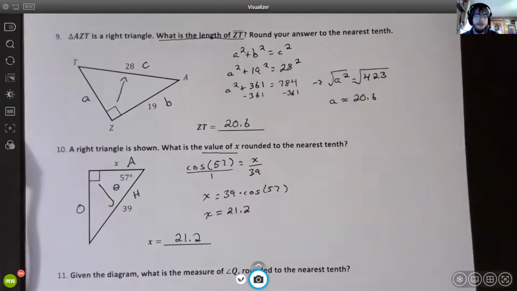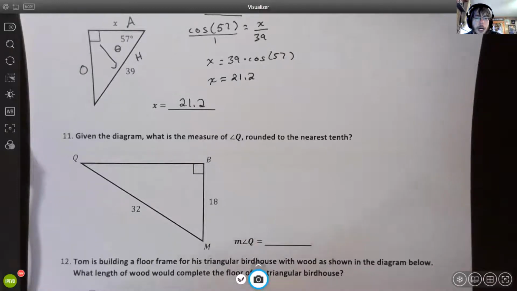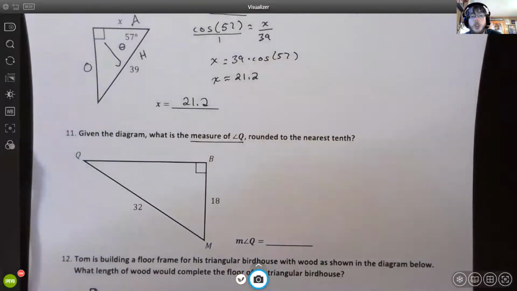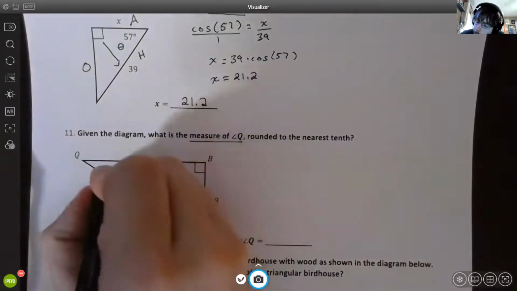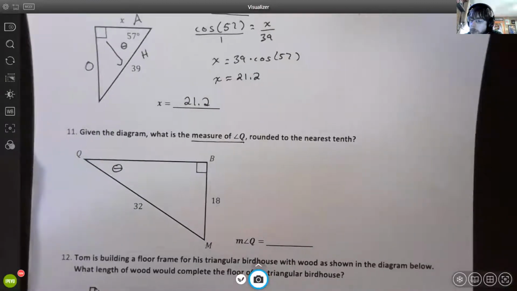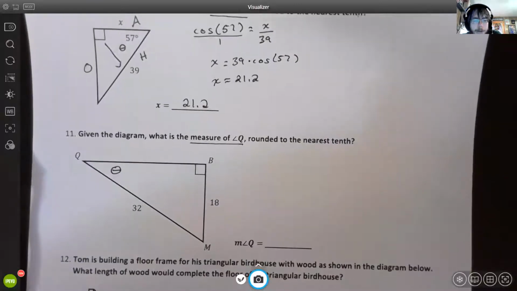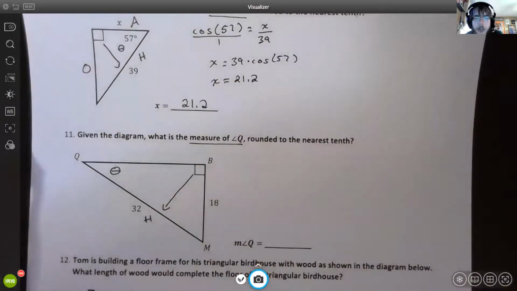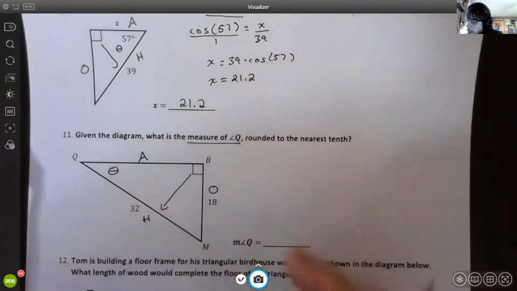All right, number 11. It says, given the diagram, what is the measure of angle Q rounded to the nearest tenth? So right away, it tells us we want to find the measure of angle Q. Since we're looking for an angle, we're going to have to use our inverse trig ratios. So we put a theta on Q, and we're going to need to do our OH and A. Our hypotenuse is opposite the right angle, so H would be equal to 32. 18 does not touch theta, so that's our opposite side. And QB is our adjacent side.